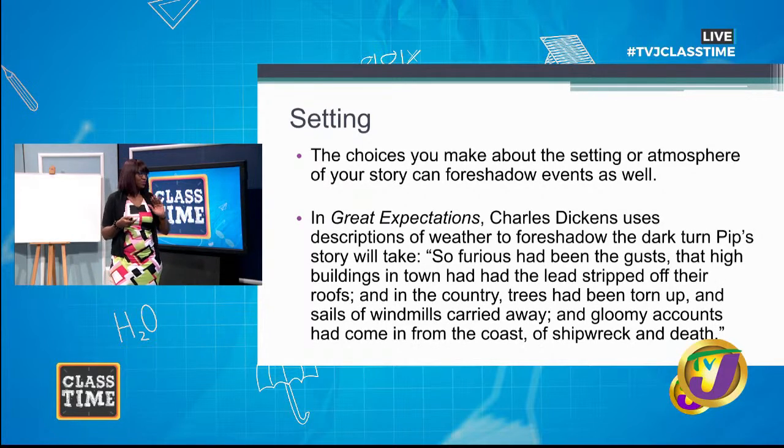So here you see that in Great Expectations, Dickens uses the weather to foreshadow the dark turn in Pip's story. So this is an example of pathetic fallacy now, where nature and the elements in nature are more or less mimicking what is going on in the piece of literature.